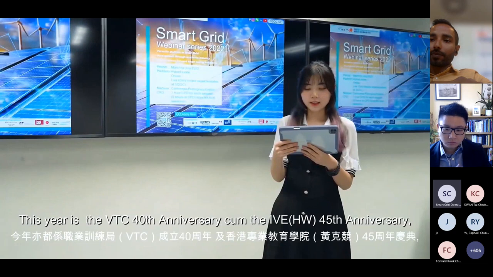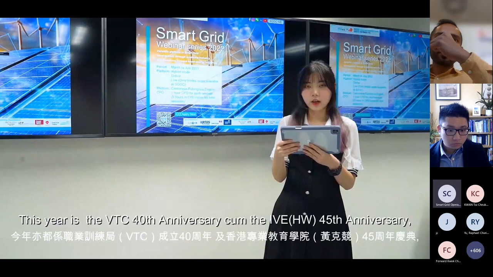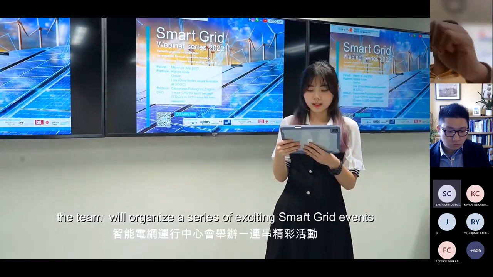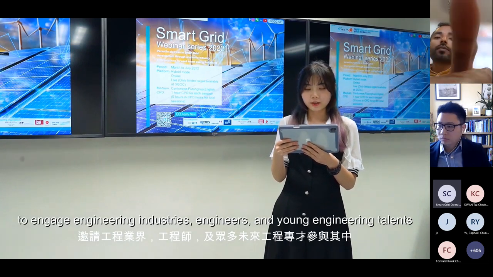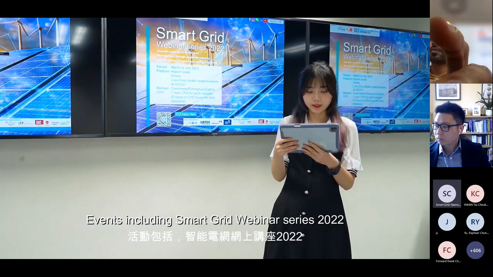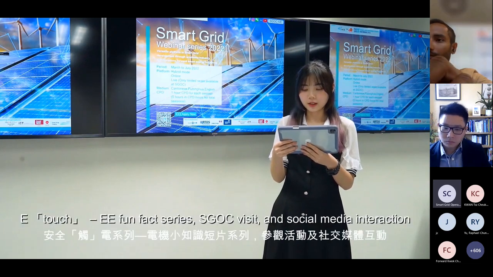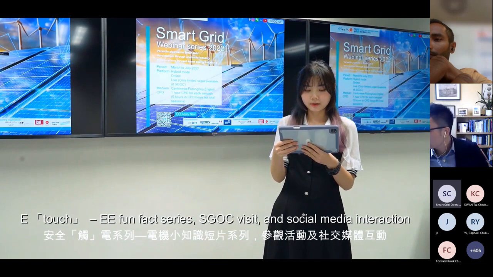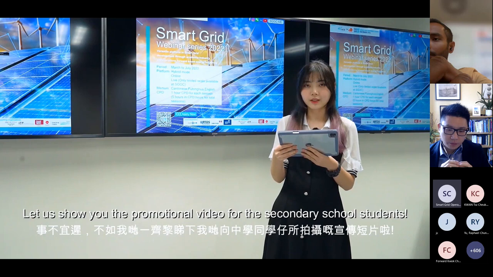This year is the VTC 40th anniversary, and the IEEE Hong Kong 45th anniversary. The team will organize a series of exciting smart grid events to engage the engineering industry, engineers, and young engineering talents. Events including Smart Grid Webinar Series 2022, eTouch EE Fun Fest Series, SGOC Wizards, and social media interaction. Please support. Let us show you the promotional video for the secondary school students.